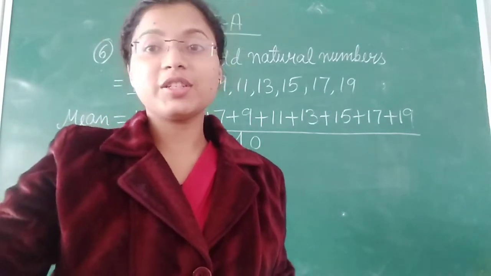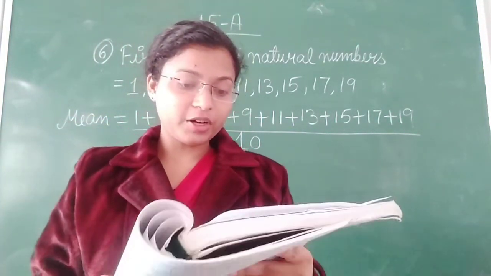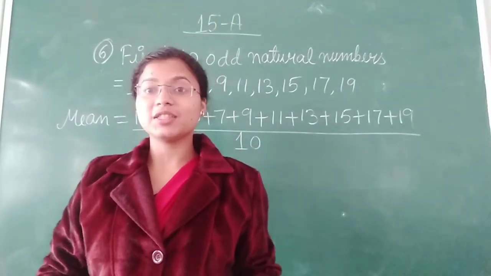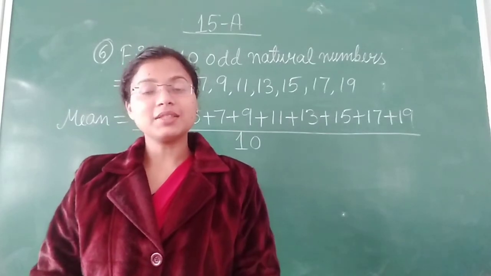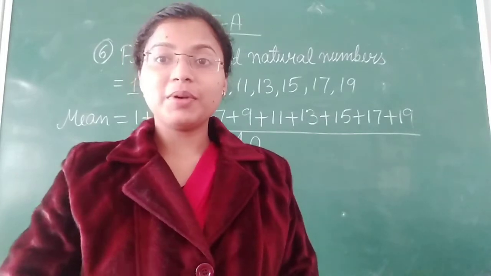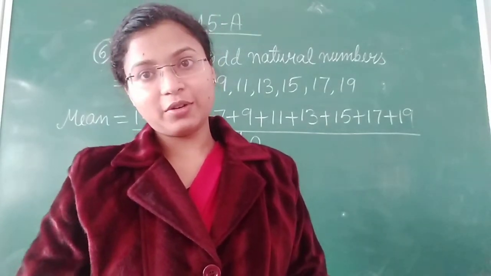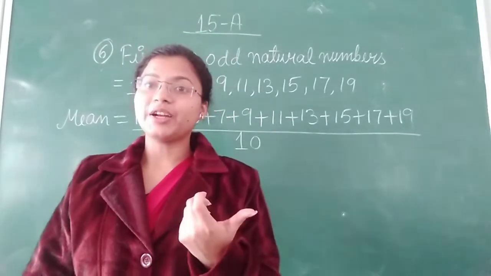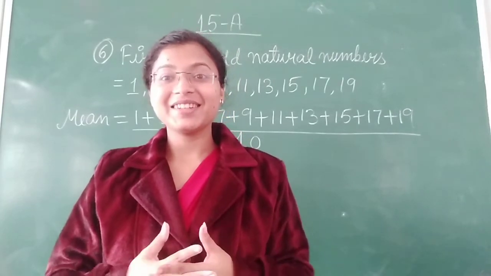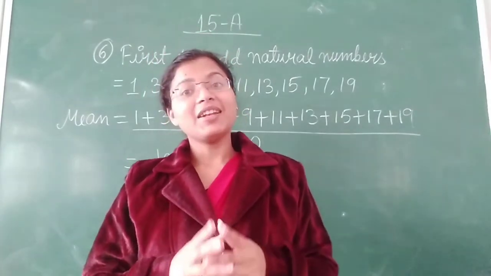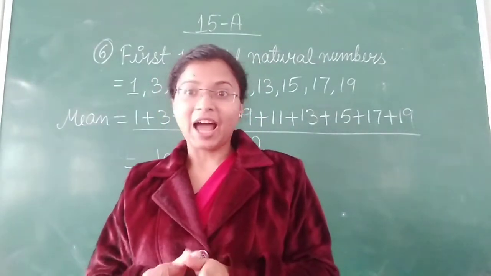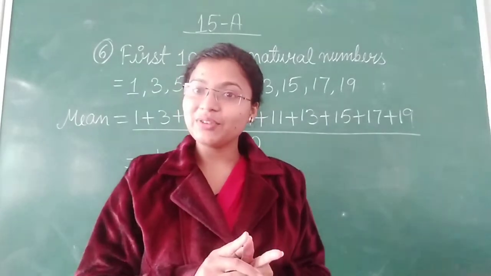Now our question 6 is: find the mean for the first 10 odd natural numbers. So for this you have to understand what an odd number is. An odd number means the number which cannot be divisible by 2, and the number which can be divisible by 2 is known as your even numbers. A number which cannot be divisible by 2 is known as your odd number and the number which can be divisible by 2 is known as your even number.